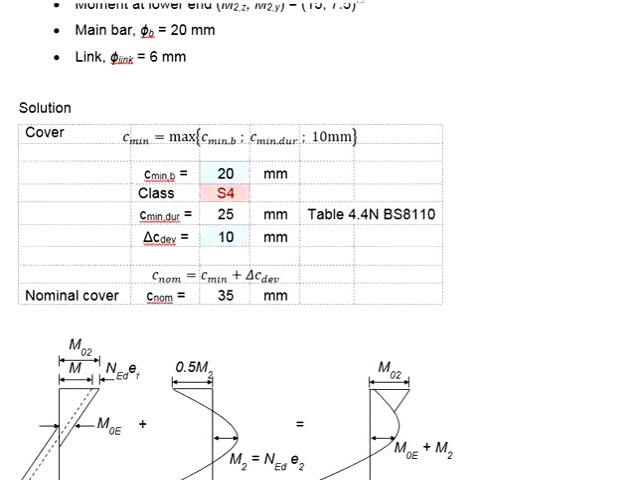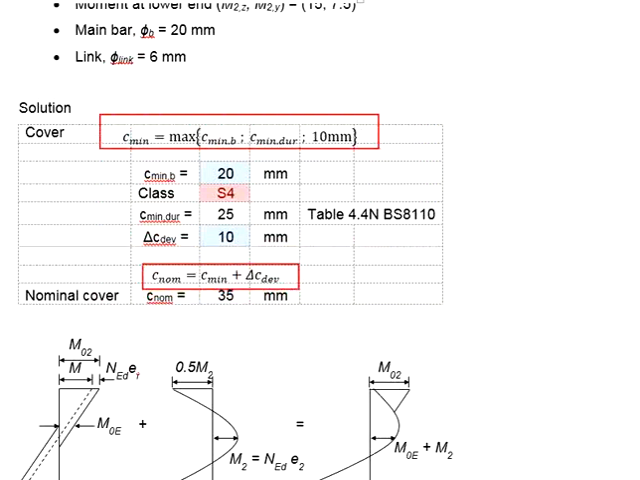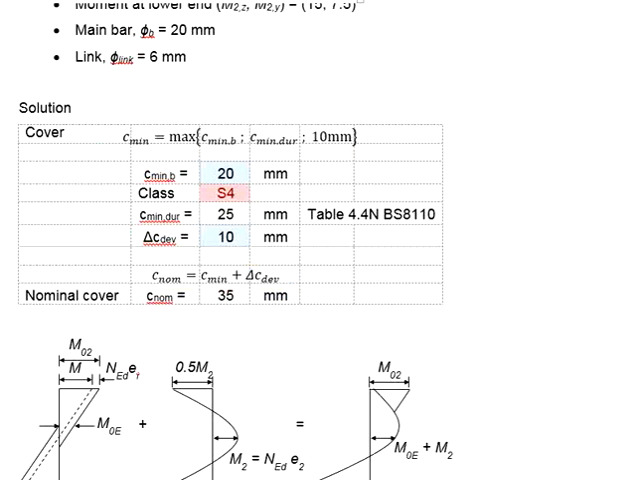Our first step is to determine the nominal cover. The calculations are typical. First determine the C min and then determine the C nominal. The nominal cover is calculated as 35 mm.